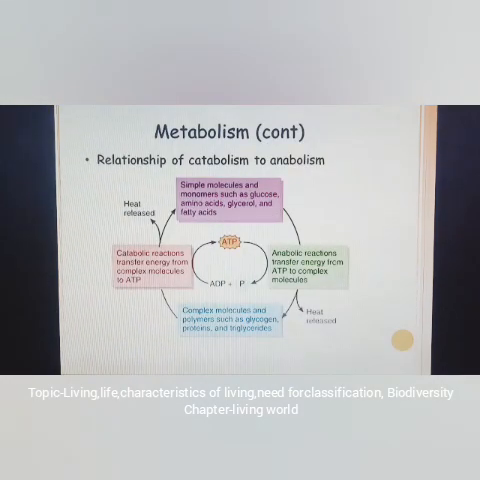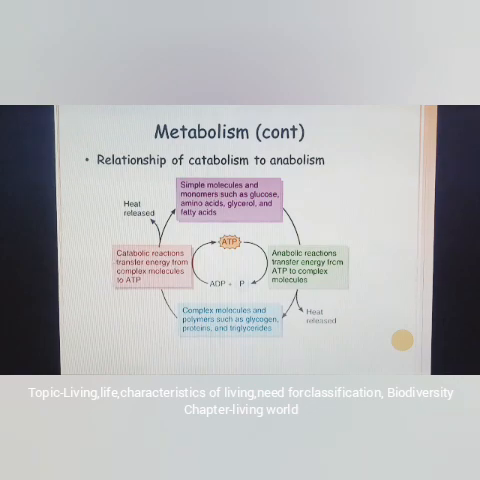Here we can see the types of metabolism. There are two types of metabolism. One is catabolism, one is anabolism. Catabolism is a kind of process. On the left hand side you can see, a catabolic reaction is a reaction which transfers energy from complex molecules to ATP. That means a catabolic reaction is one where any specific complex food substance gets broken down into smaller pieces. And when the breakdown is happening, at that time heat is released. This heat is released during the breakdown process.